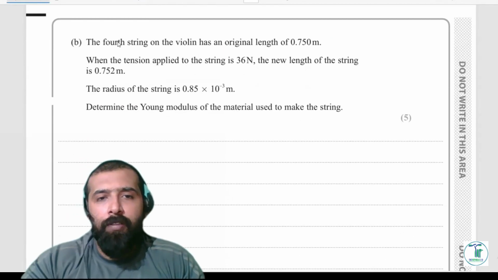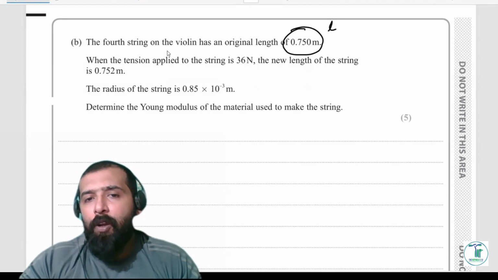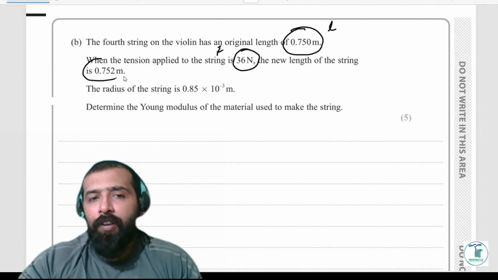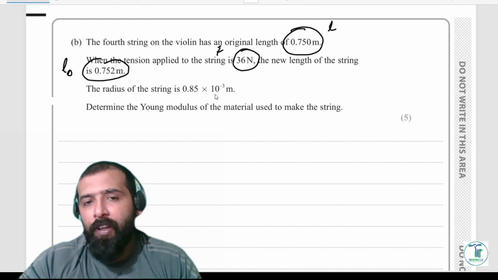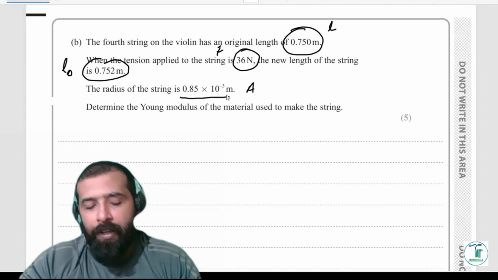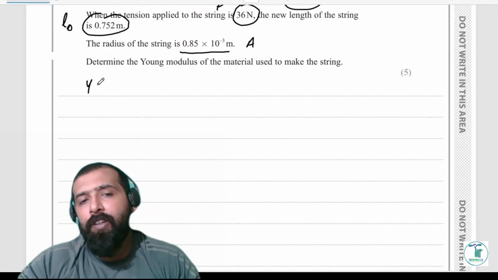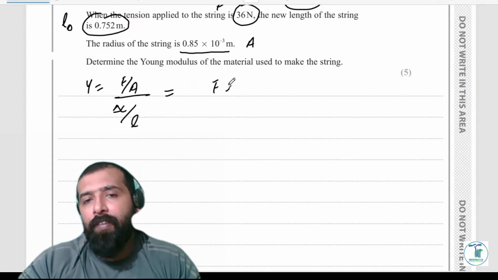Now, in the B part, the fourth string on the violin has the original length L, right? When the tension applied on the string is 36 newtons, this is the force, the new length of the string is given. So by just taking them away from each other, you need to get yourself delta L, and whatever it comes out to be, that has to be the final answer. If you have got the radius, you can also calculate the area. And now you need to calculate the Young's modulus. And how would you calculate the Young's modulus? Young's modulus is the stress upon strain, right? So the formula would eventually become F times L divided by A times delta L.